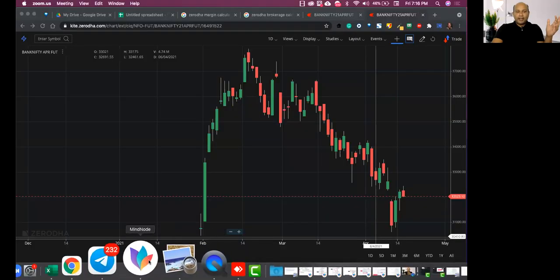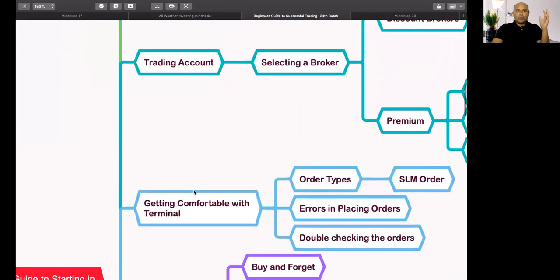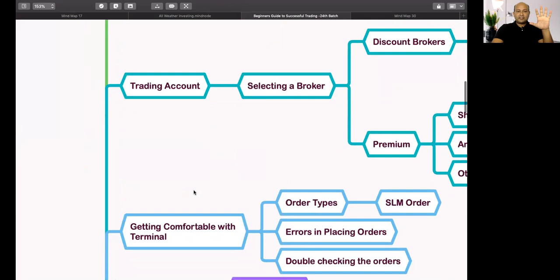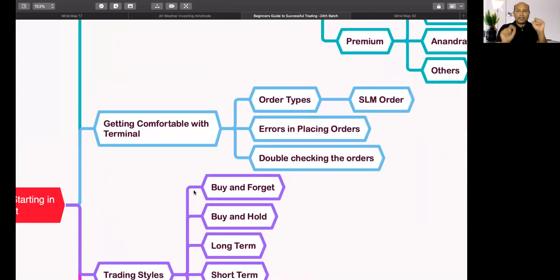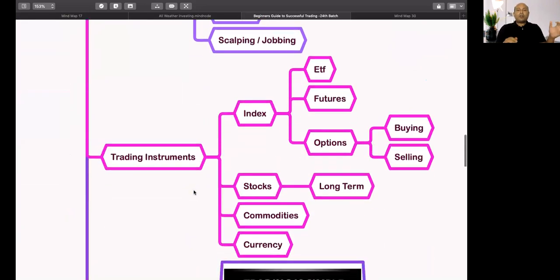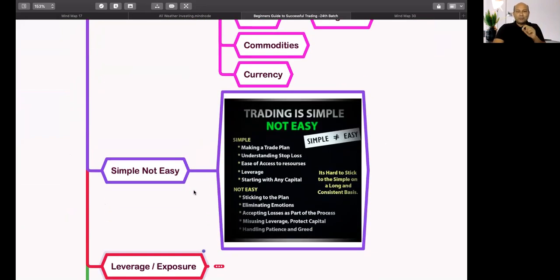Okay, so in the previous episode, in part one, I took you through some of the wonderful steps in trading, starting from opening an account with choosing a broker, to understanding the exchanges a little bit. What are the four different analysis types? And getting comfortable with the terminal is very important. A lot of people, when you are just getting started, might not understand this. Then what are the different trading styles, from buy and forget to scalping? Buy and forget is on one end, very long term. On the other hand, you have high frequency trading and scalping. Then we also looked at what are the trading instruments that you can actually trade and invest. Then we also looked at simple but not easy. We went into detail on this.